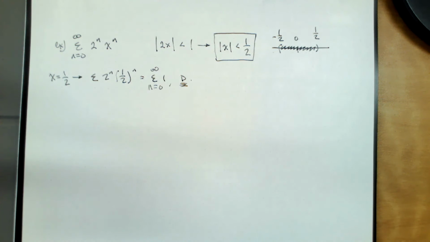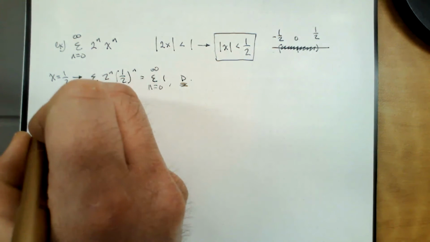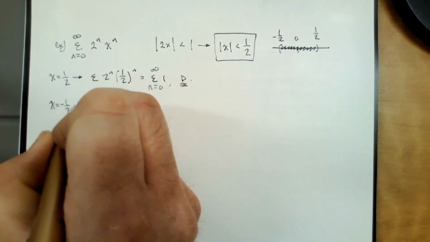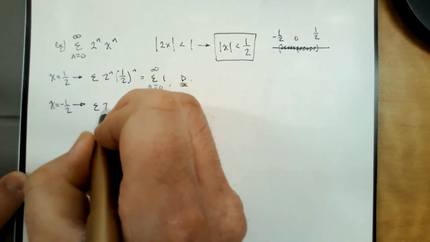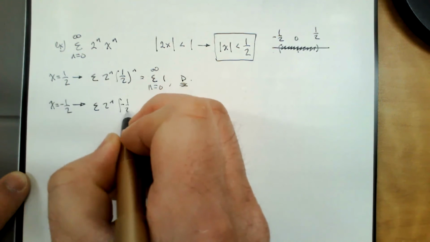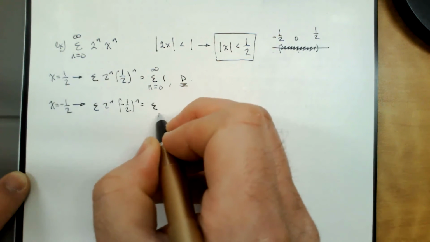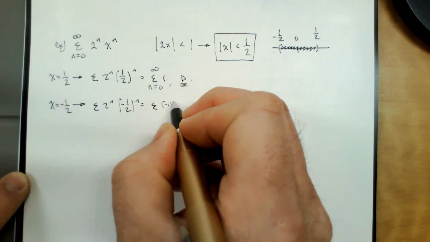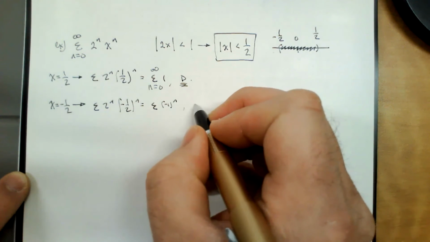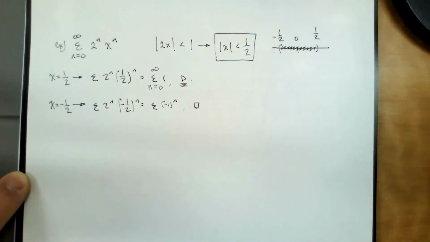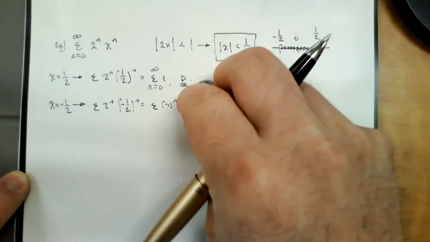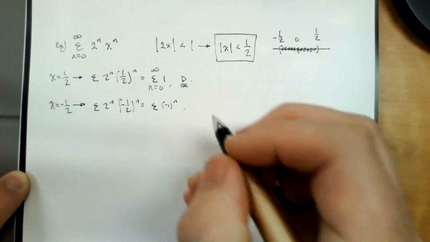And when x is -1/2, then we get the series 2 to the n times -1/2 to the n. We just get this alternating 1 minus 1 plus 1 minus 1. I spelled diverges very 80s computer style.